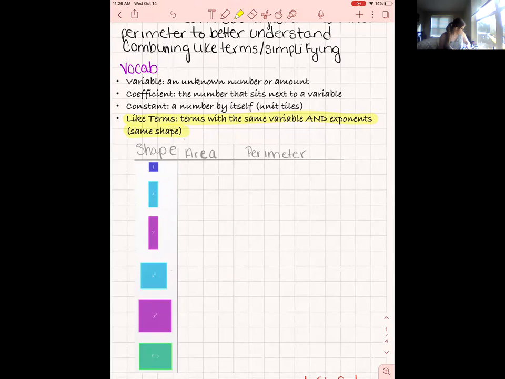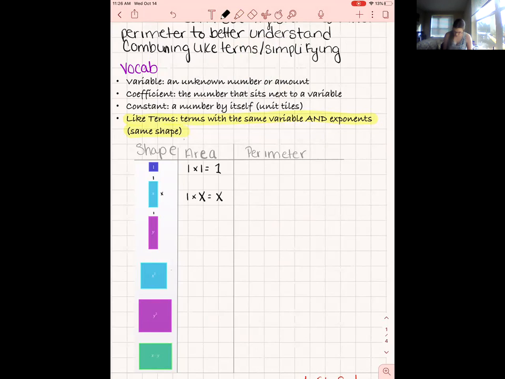All right, so on Monday we went over where the names for each of these came from. And we know that the names come from their areas. So we know that we got the unit tile because it was 1 by 1. So it was our unit tile. So we're going to fill out the area for all of our shapes. We remember our x was an x by 1. So 1 times x, and that's why it's called the x shape.